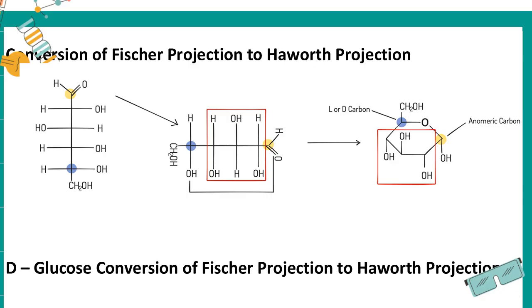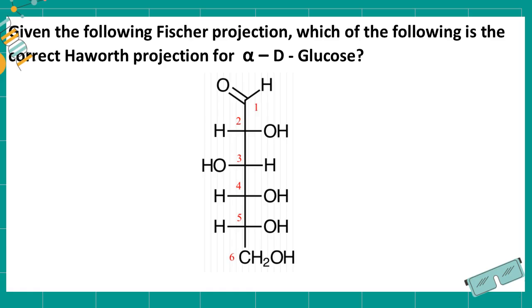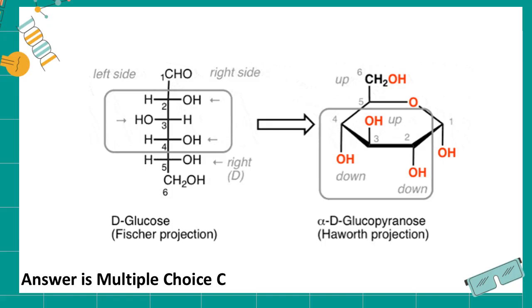Conversion of Fisher projection to Haworth projection. Fisher projection and Haworth projection. Given the following Fisher projection, which of the following is the correct Haworth projection for alpha D-glucose? These are 4 multiple choices. Select the correct answer among these 4 multiple choices. Answer is multiple choice C.